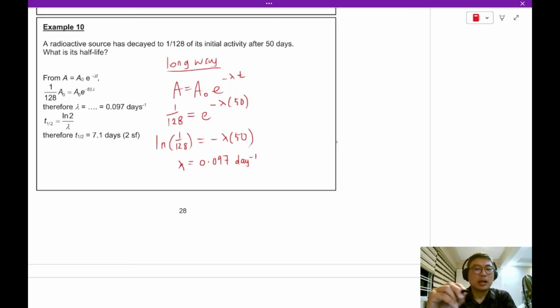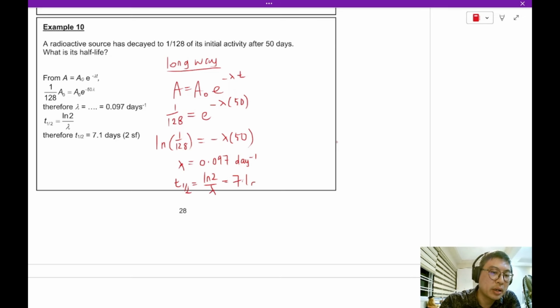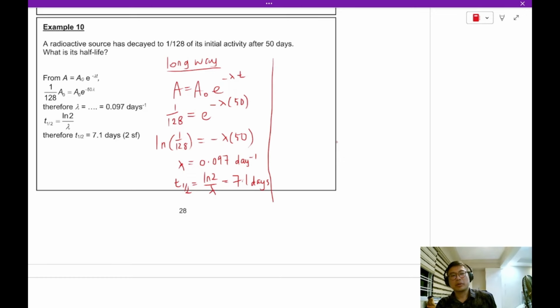nuclei. Now, you can then use the equation half-life equals ln 2 divided by lambda, which will give you 7.1 days. Okay, so this is the long way of doing it. Now, what is the short way of doing it?